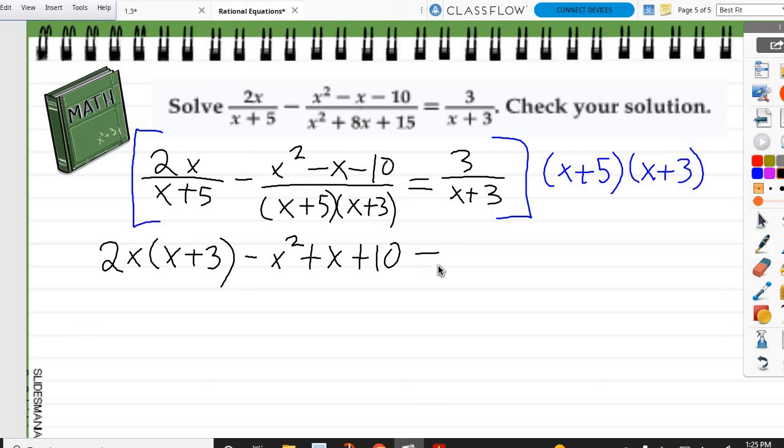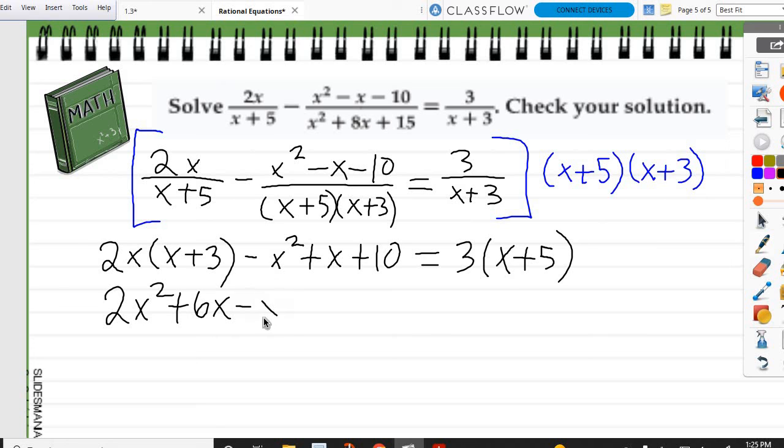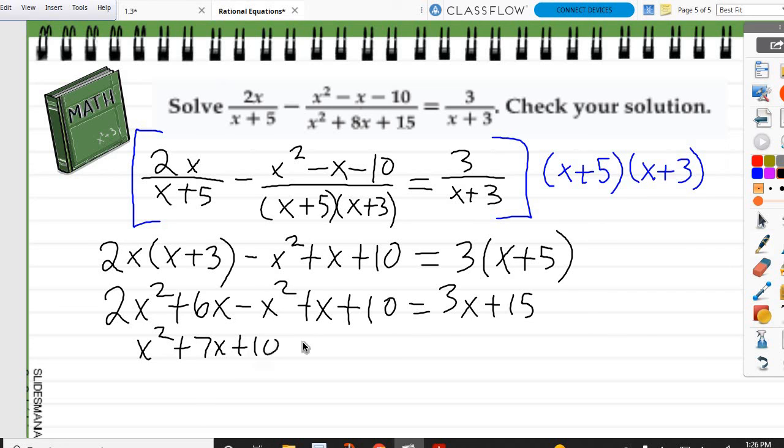And then what's going to reduce on my last one? Okay, so what are we left with? Agreed. And then we're going to do what? Distribute, which is multiplication. So I have 2x squared plus 6x minus x squared plus x plus 10 equals 3x plus 15. So 2x squared minus x squared just gives us x squared plus 7x plus 10.